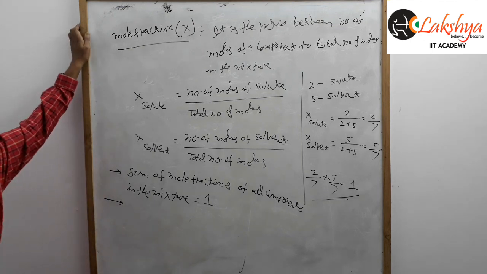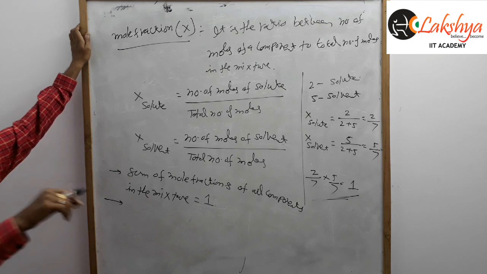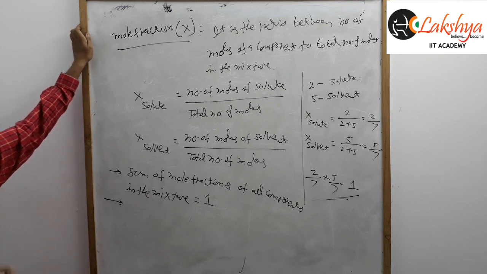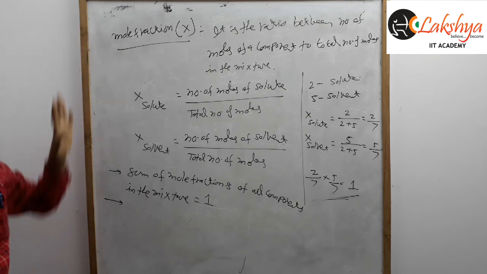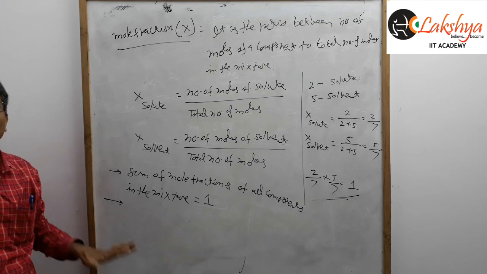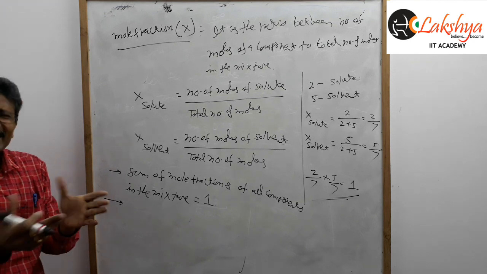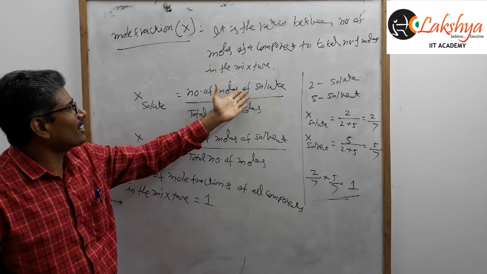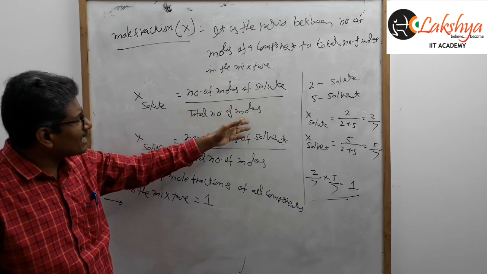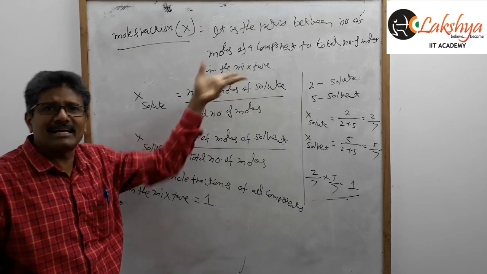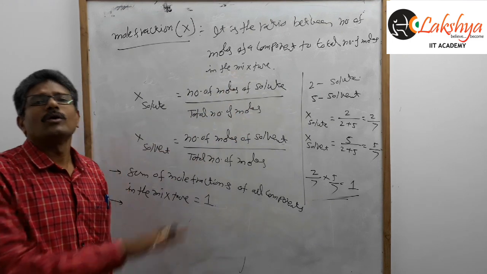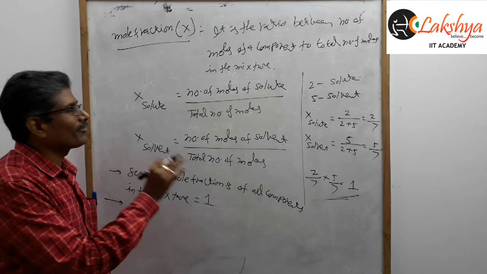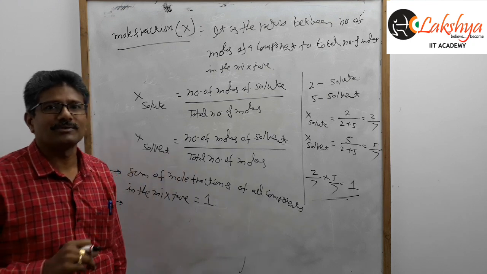See, what is the unit of mole fraction? Mole fraction has no unit. Why does it have no unit? See, it is a ratio: number of moles of component by total number of moles. These units, moles, are cancelled. So there is no unit for mole fraction because it is a ratio.